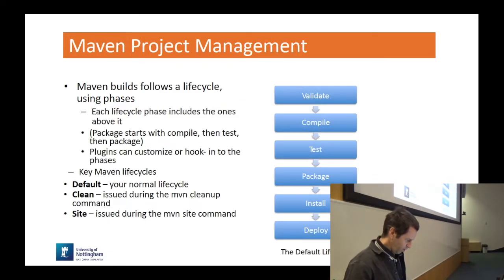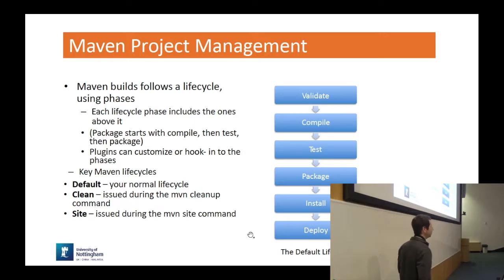Okay, so this is what the project management structure looks like in Maven. There's a validate phase, a compile phase, a testing phase, packaging, deployment, installation, and finally actually releasing the software for somebody else to use. Right? That's eventually what happens.